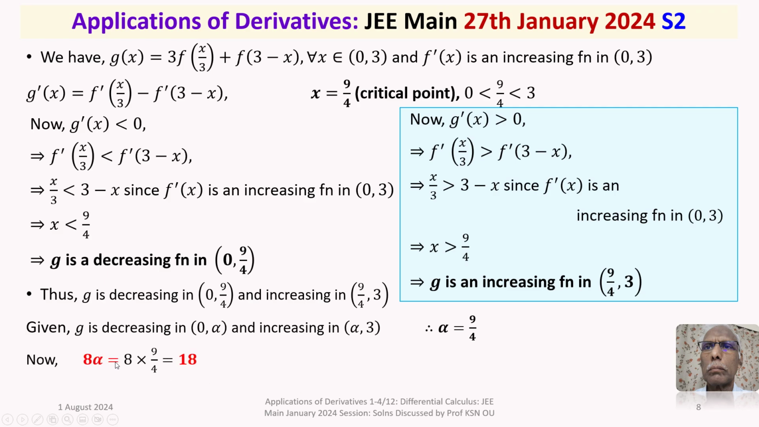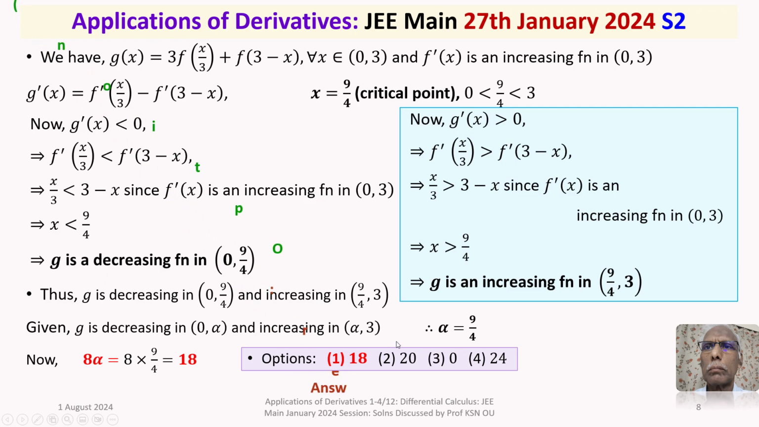So 8 times alpha is equal to 8 into alpha value 9 by 4. Simplify, you will get 18. So the answer to this question is 18, which appears against option 1. Therefore, the answer is option 1. And that is the detailed discussion of the given problem, and it is also a good question. Great. We now move to the next question.